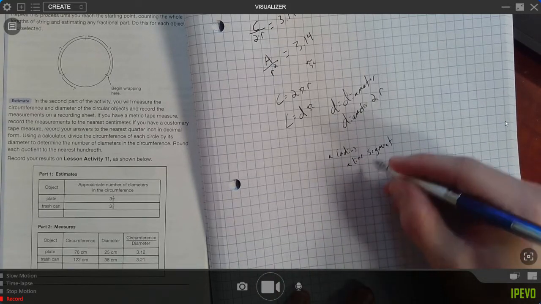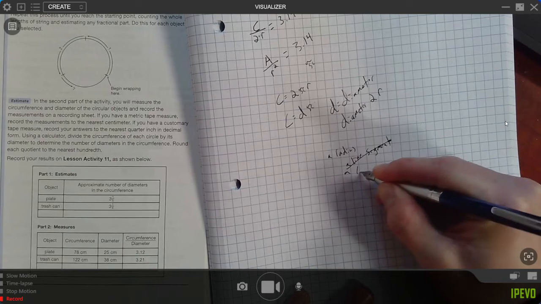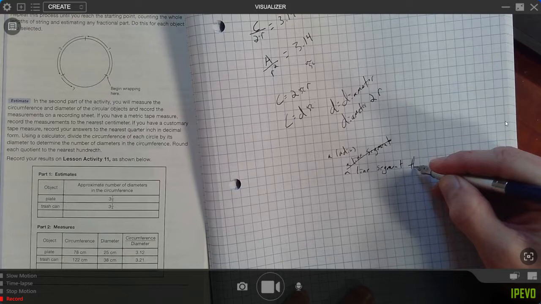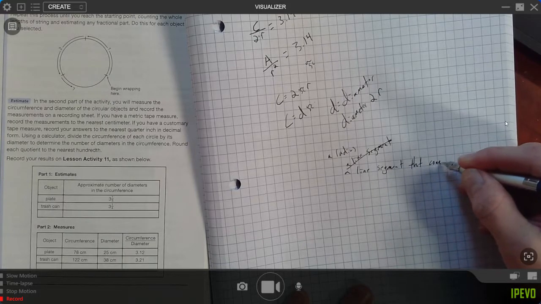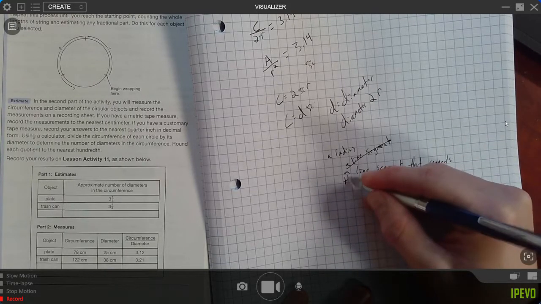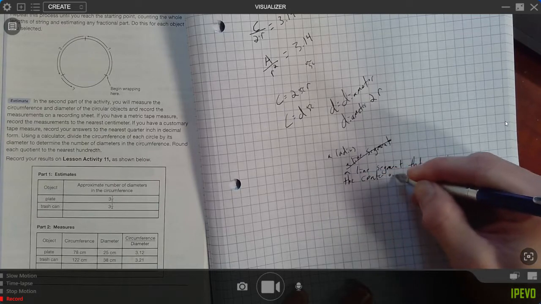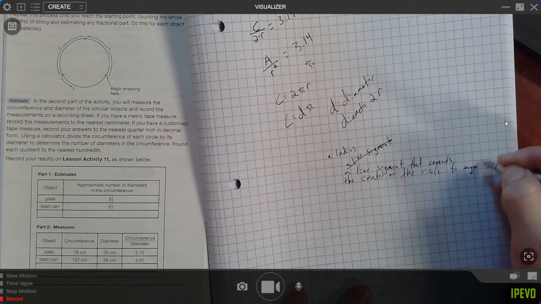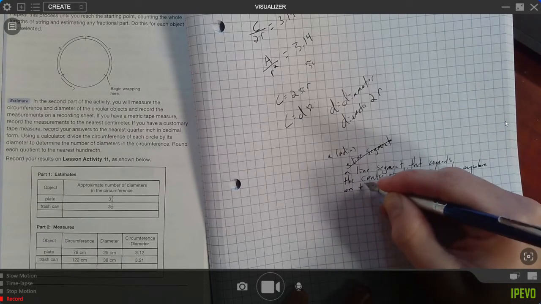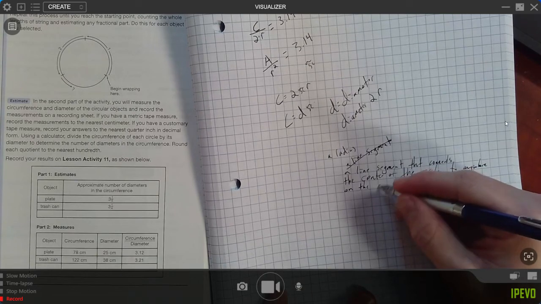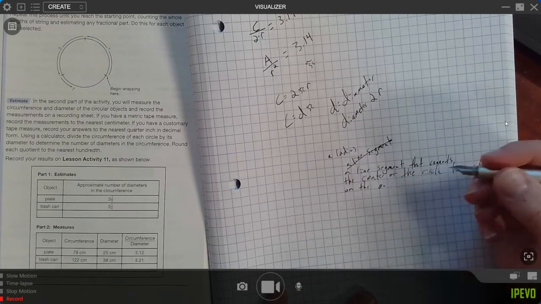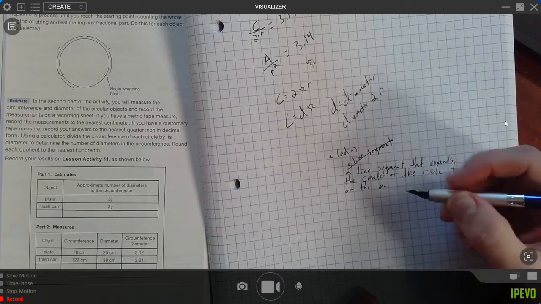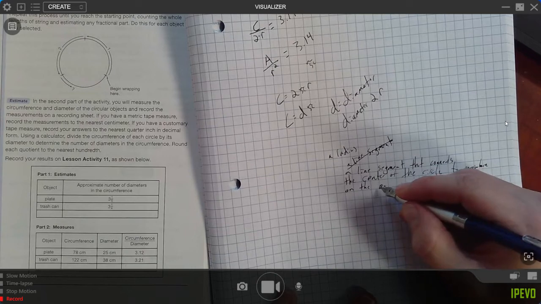So radius is a line segment. Let's see. A line segment that connects the center of a circle to anywhere on the outside of the circle, or the circumference of the circle, or the perimeter of the circle.